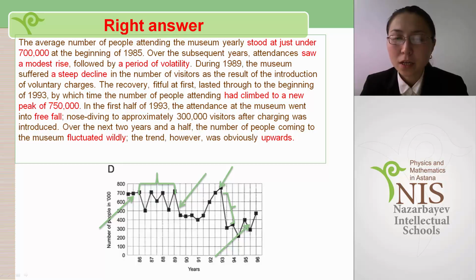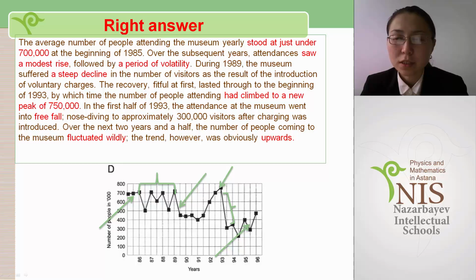And why? Look at the arrows here and braces on the graph that display the words that are highlighted with red. Now you can see why answer D is the correct one. The average number of people attending the museum yearly stood at just under 700,000. Can you see the arrow that shows us? At the beginning of 1985.